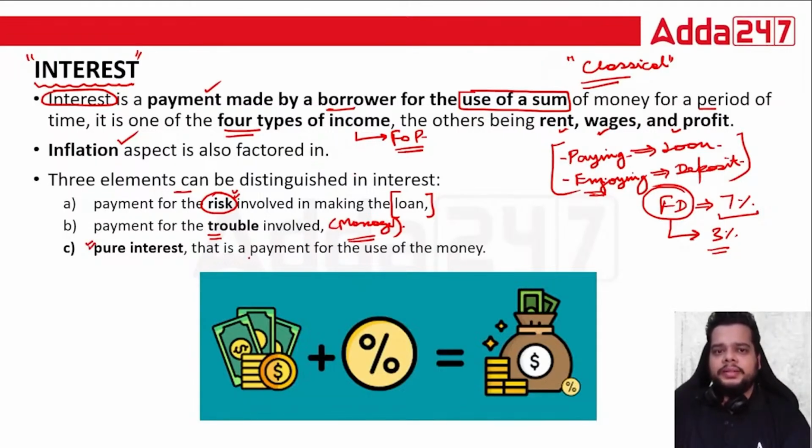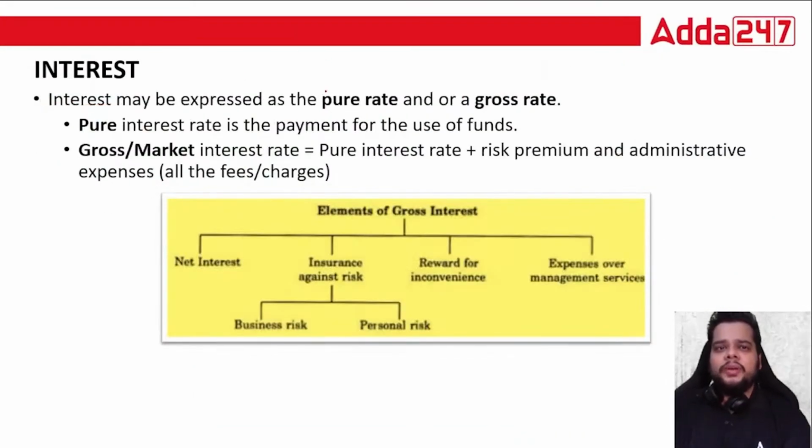Next, pure interest, that is a payment for the use of money. I'm talking about the banks, right? The banks are not keeping the money with the RBI and not earning interest. What they are doing is providing money so that you can use it, and they must have certain basic interest, that is known as pure interest. When we talk about pure interest, it is payment for the use of funds. No additional fee or any charges are included.